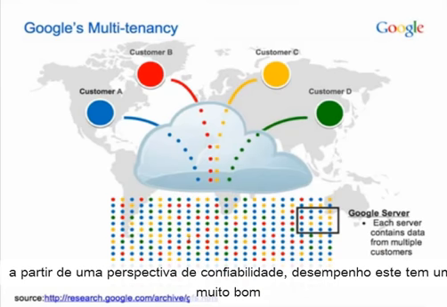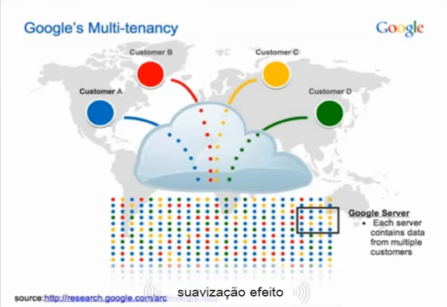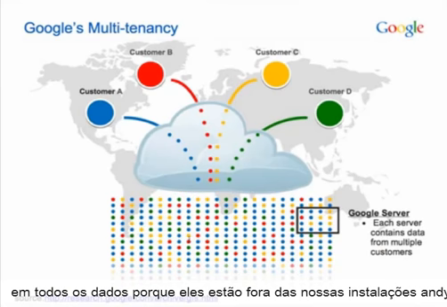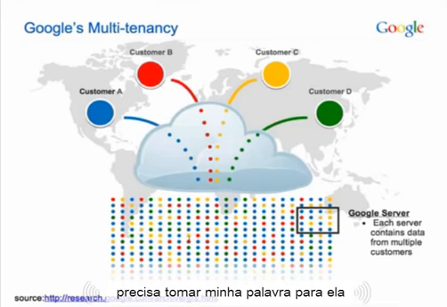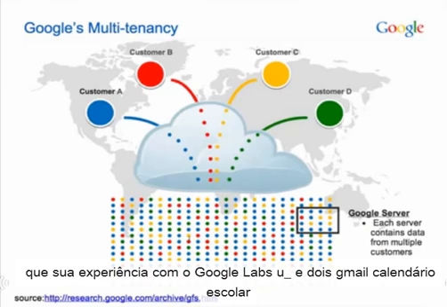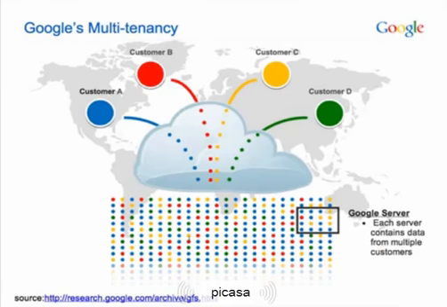So, from a performance and reliability perspective, this has a very nice smoothing effect across all of the data that goes in or out of our facilities. And you don't need to take my word for it. Any of you who have had an opportunity to travel may have noticed that your experience with Google Apps, YouTube, Gmail, Google Calendar, Picasa is similar, whether you're in Seattle or London or Tokyo.